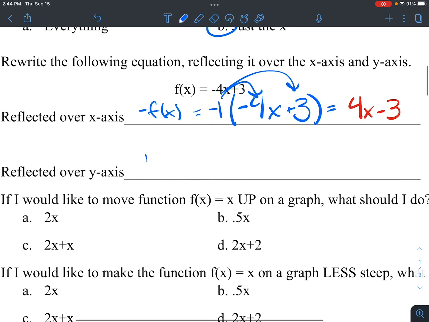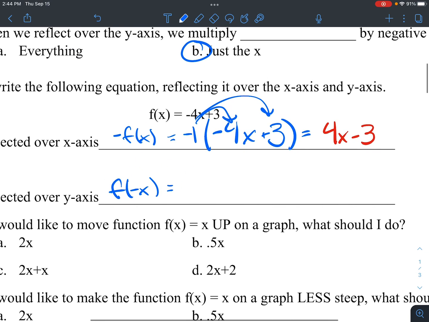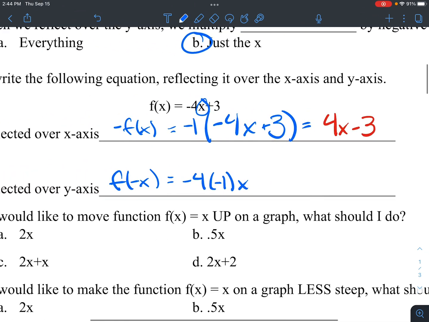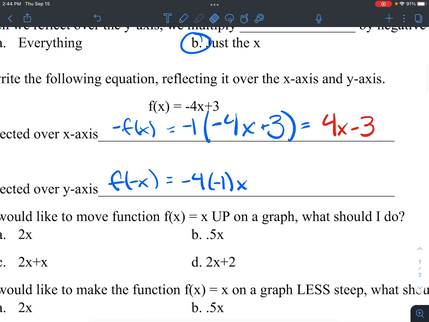Next, we got reflecting over the y-axis. Remember, this is going to be our f of -x. So all we're going to do is multiply our x here by -1. So we're going to have -4 times -1x, because that's what we're doing. We're multiplying only this x by -1, not the whole entire thing like we did up here. Then plus 3.